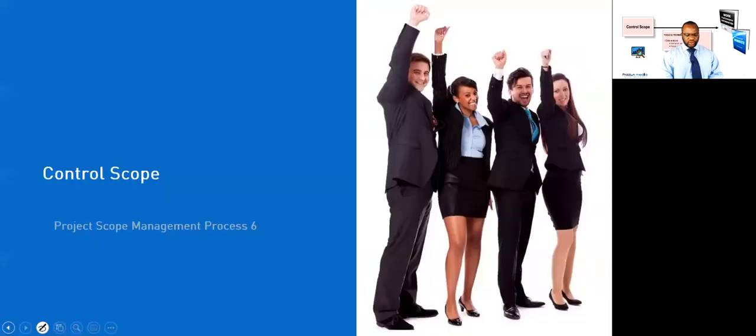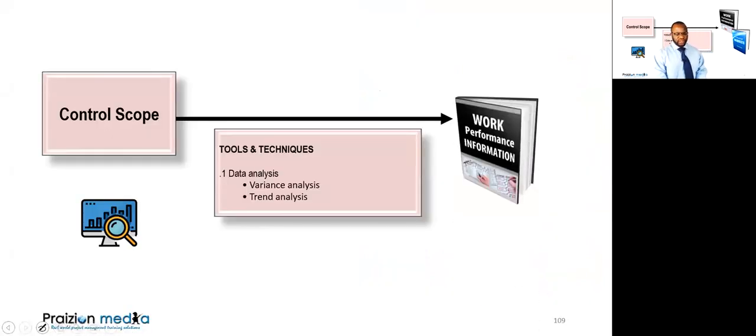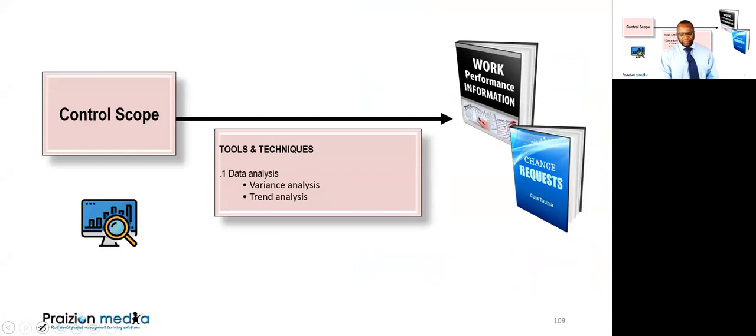And that's control scope. And honestly, there is not very much left. Okay. So here we go. This is control scope. We get WPI. We get change requests. And that's the end of the story. We are done. We are totally done.